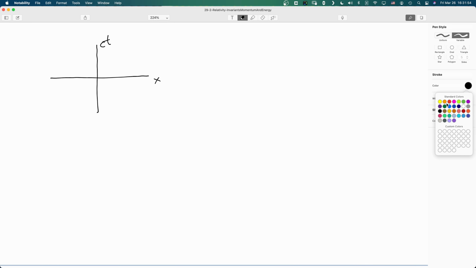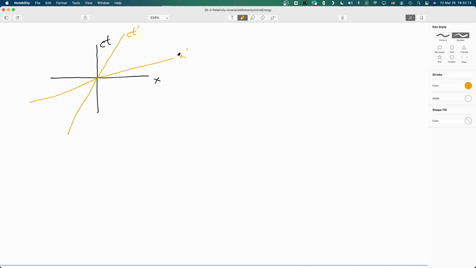S prime's coordinate system, so if S prime is moving with respect to S, it's going to look something like this. This would be, say, their X prime axis. Okay, that's all good. And then this would be their time axis, like this. And the thing is that it's still perpendicular. Even though it totally does not look perpendicular when we draw it, it is perpendicular.